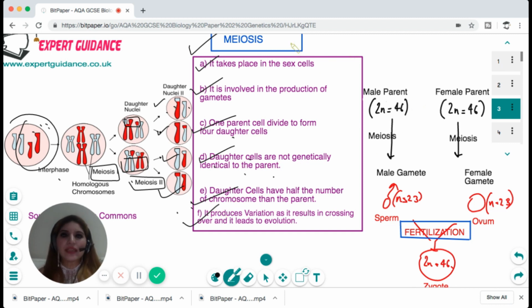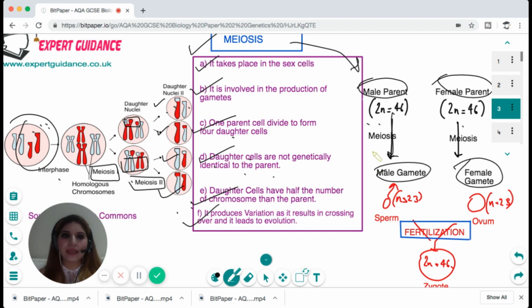Now, how can we relate it to an actual formation of offspring? When we talk about the male parent and the female parent, they both have 23 pairs of chromosomes, 46 in total. Meiosis happens and forms male gametes and female gametes. The male gametes are sperms, and the female gametes are ova. Both sperm and ovum fuse by fertilization and produce a zygote.